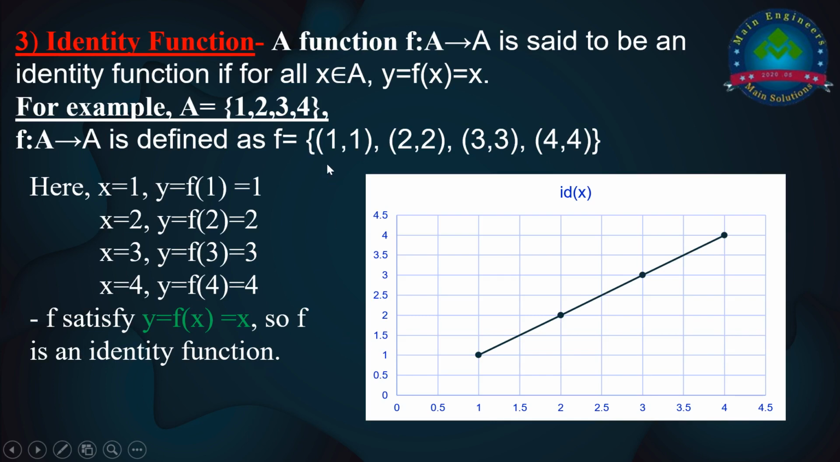Let's draw this in the graph. As we see, (1, 1), (2, 2), (3, 3), (4, 4) are our four sets of points here. So first one is (1, 1), then (2, 2). Third one is (3, 3), and then (4, 4). So in this way we can draw this graph as well. So basically, a function is an identity function if it satisfies this condition, y = f(x) = x.